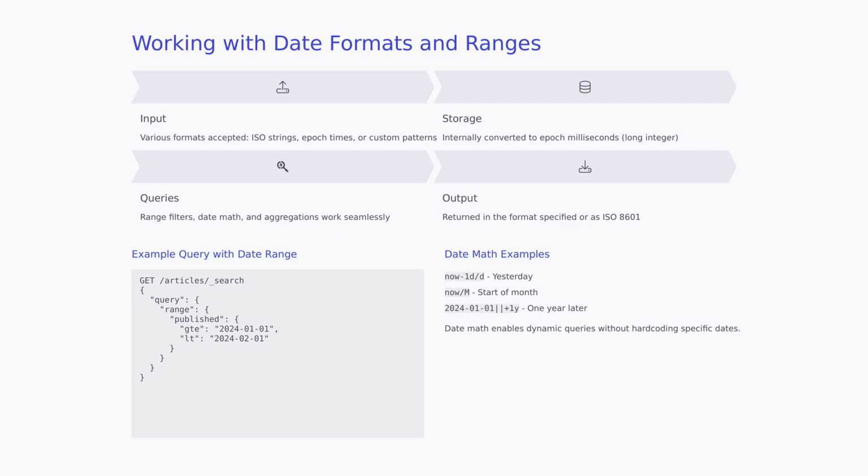For instance, in a query, you could specify a date range like from January 1, 2024, to February 1, 2024. Date math further enhances flexibility, allowing dynamic queries without the need for hard-coding specific dates. So, whether it's yesterday, the start of a month, or projecting a date a year ahead, date math empowers your queries with agility. Remember, mastering date handling opens new dimensions in data management and analysis.